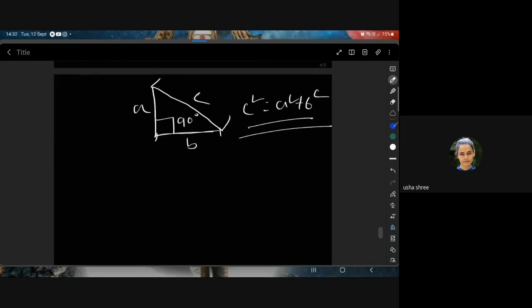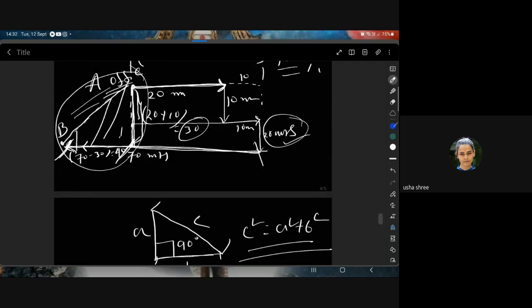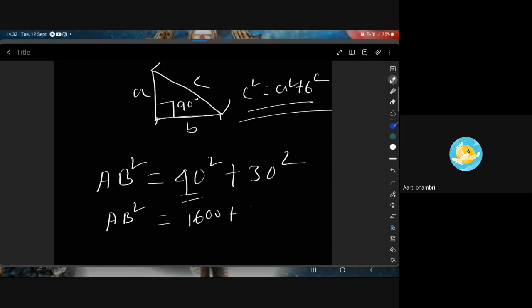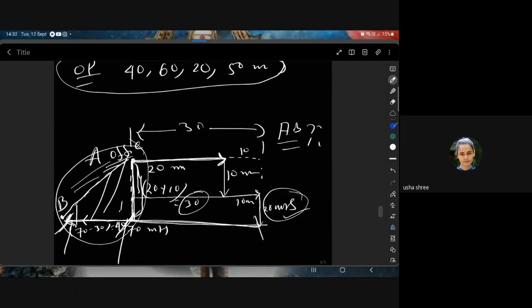So AB square is equal to, this one was 40, right? 40 square is 1600 and 30 square is 900. It will be 2500. So AB equals root over 2500, so it will be 50. Any doubt? This kind of question they actually ask in the exam, where basically a right angle triangle is formed.